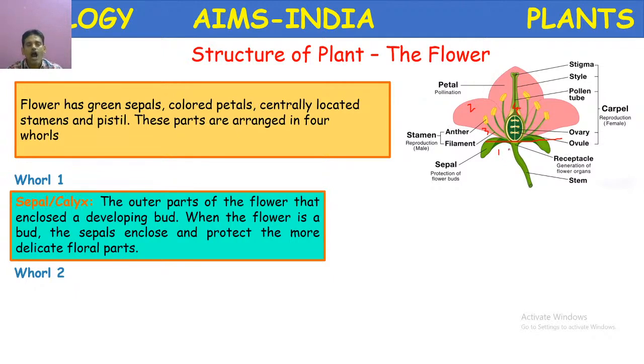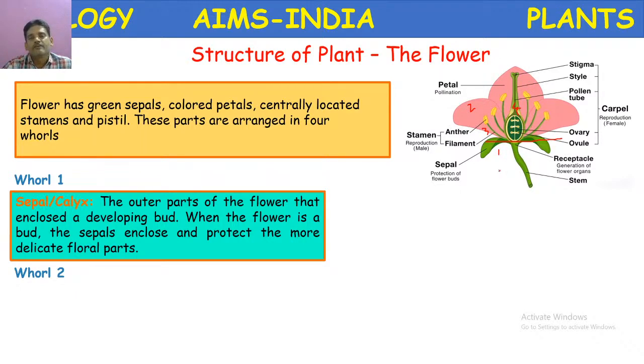Calyx is the outermost whorl of the flower that encloses a developing bud. Okay, so here the bud is enclosed. This protective portion, green in color, leaf-like structure, is called sepals. When the flower is a bud, the sepals enclose and protect the more delicate part. The main function of this first and second whorl is to protect the internal part of the flower.